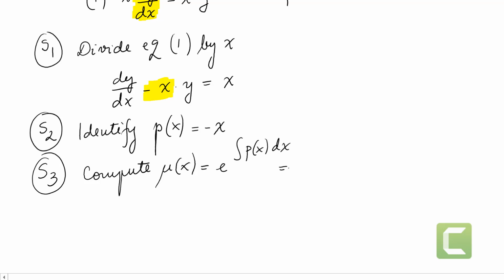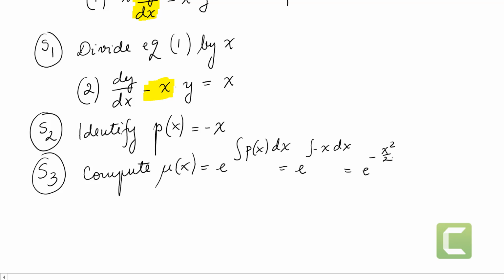And the reason why we want this mu of x is because it's a function that, when we multiply equation, let's call this equation 2, by mu, we are going to obtain a perfect derivative on the left hand side. So let's compute it. e to the integral of negative x dx, it's e to the negative integral of x dx, it's x squared over 2. So there we go, we found it.